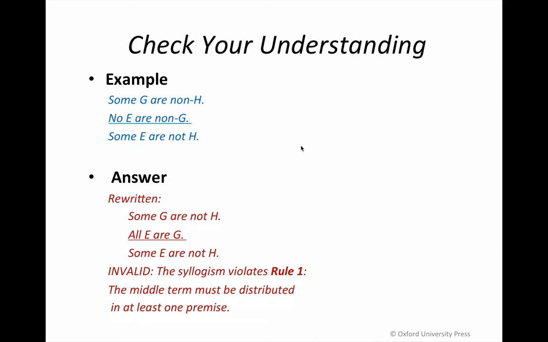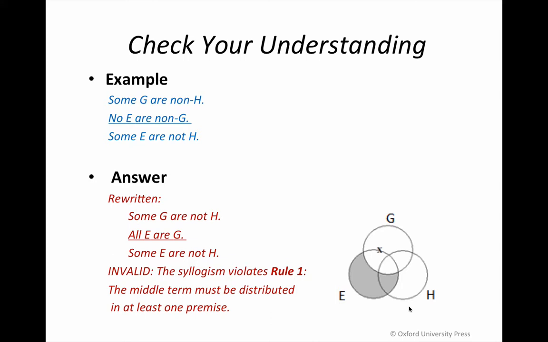Some G are not H, all E are G, and some E are not H. The argument is not, however, valid. It violates rule number 1. Notice that G is not distributed. Here is the Venn diagram that also reflects visually the argument's invalidity.